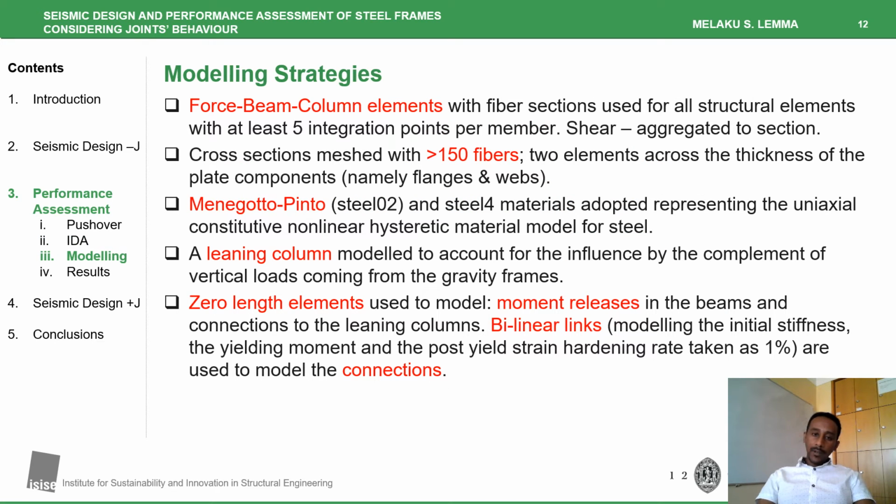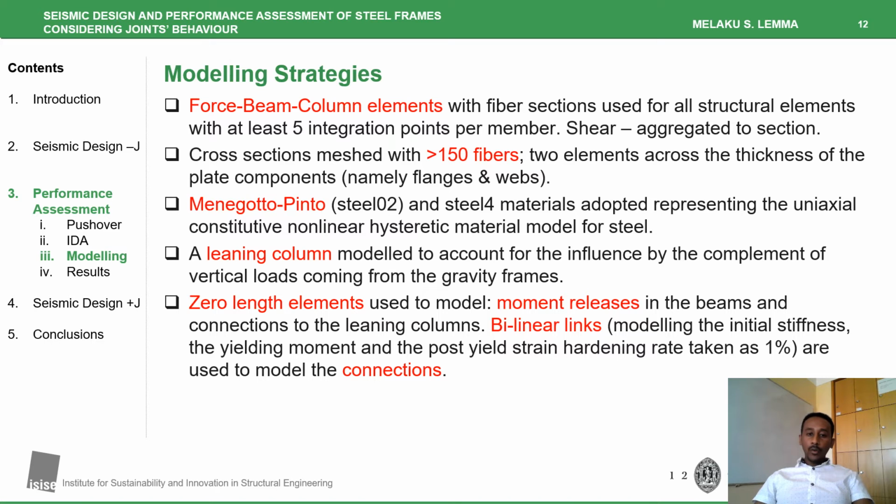And these forces were applied at the joints at the base nodes as a uniform excitation. In the modeling strategies, force-based beam-column elements were used with fiber sections with 5 integration points per member, so that the design could be carried out at various points throughout the length of the member. And these fiber sections have at least 2 elements across the thickness and more than 150 fibers overall.